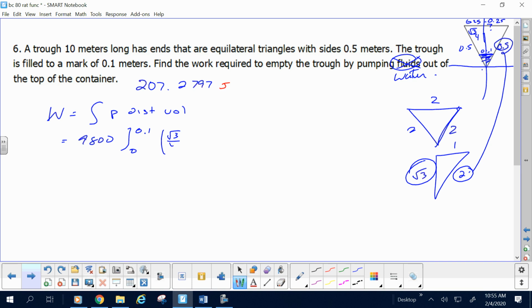Root 3 over 4 minus 1. All right. Now the volume. The volume is the volume of these sheets here. They are length, width, and height. The length is 10. The width, constant x or 2x? 2x's, and the height is dy.